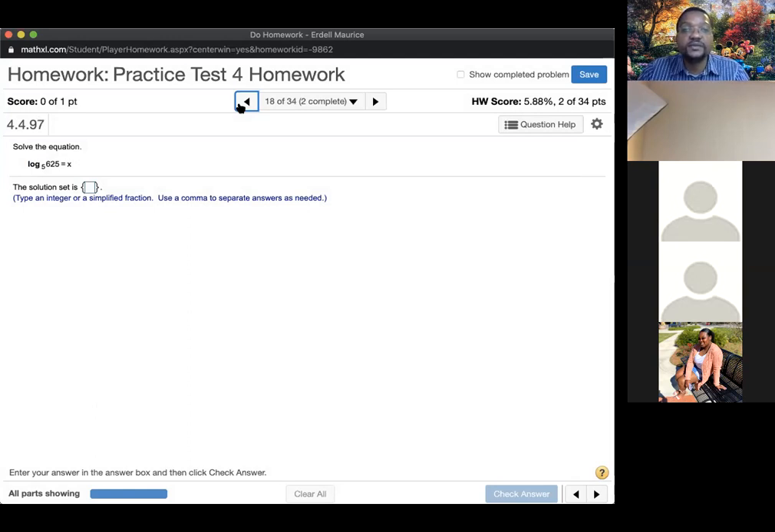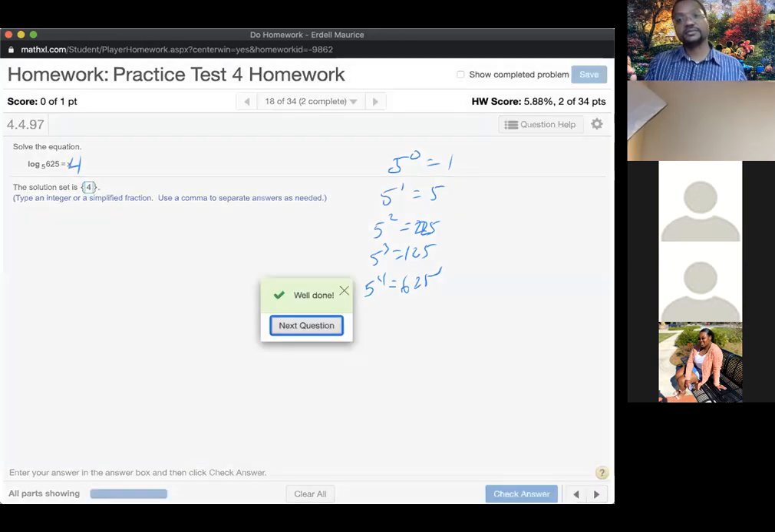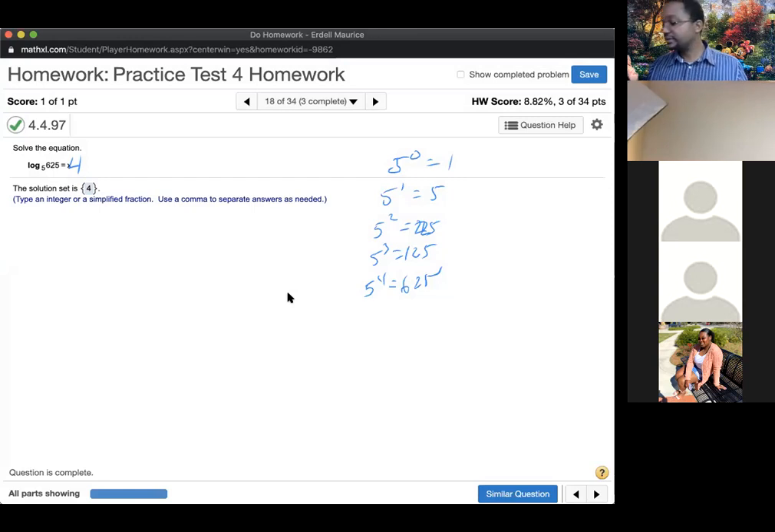5 to what power is 625? I believe it's 5 to the 4th power. 5 to the 0 is 1. 5 to the 1 is 5. 5 squared is 25. 5 cubed is 125. 5 to the 4th is 625. So this is 4. So the answer is 4. Questions there? Comments? Queries? Concerns? Can I clear? While I'm waiting for you to decide if I can clear or not, I might as well just plug it in anyway. All right, clear.